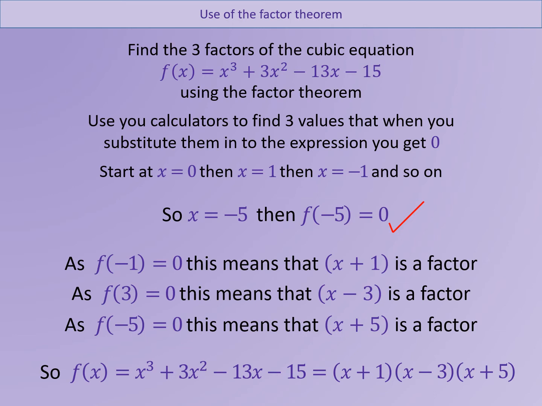And that completes my factorization of the cubic, and we have 3 factors. They are x plus 1, x minus 3, and x plus 5. And you could check to make sure that that works by expanding the 3 brackets and proving that you get back to the original cubic.